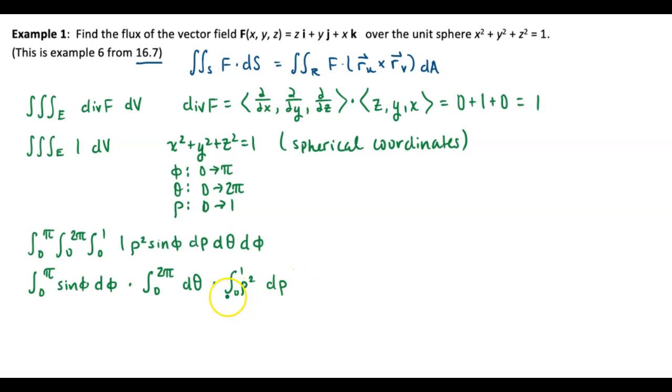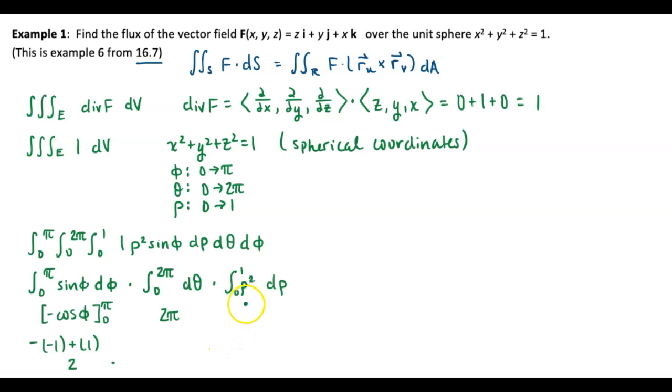All right, evaluating these integrals separately, the antiderivative of the sine of phi is equal to negative cosine of phi. We're taking this from 0 to pi. Now this is going to be a negative cosine of pi, which is -1, minus a negative cosine of 0, which is 1. So we have a 2. We're multiplying that by evaluating the second integral. This is just going to give us a 2 pi. We've done this enough. We can conclude that it's 2 pi.